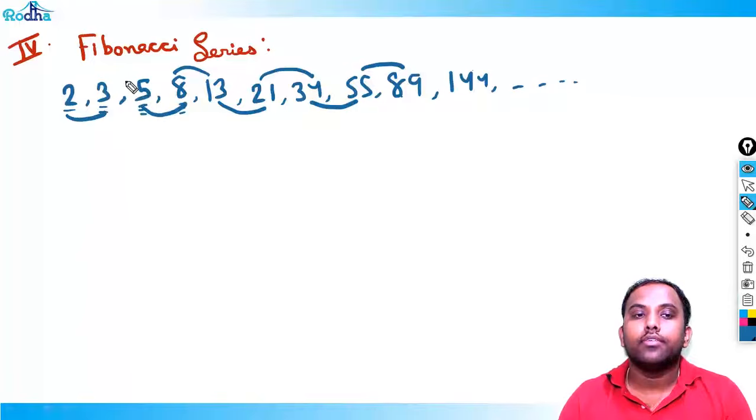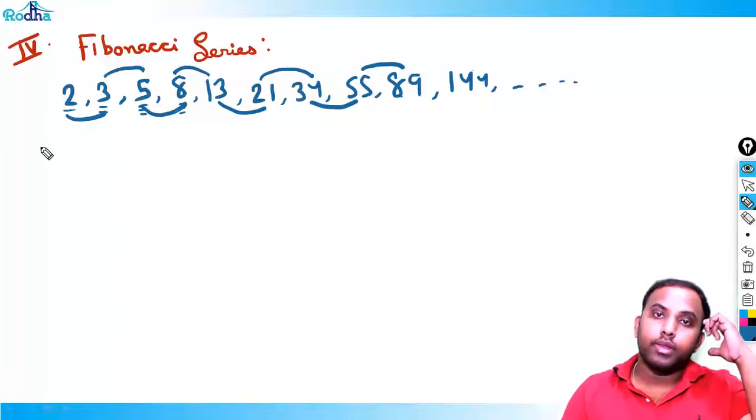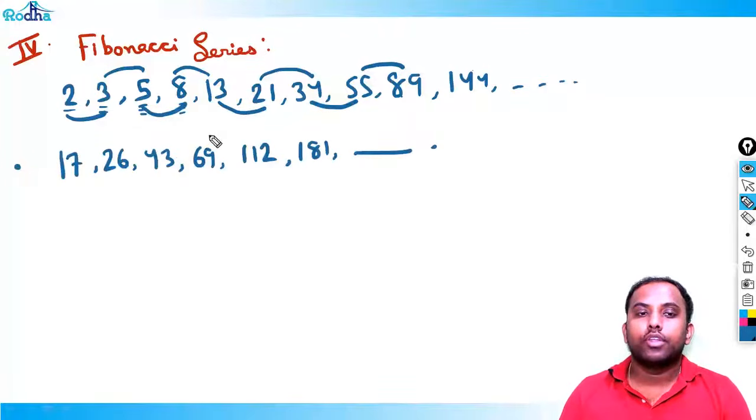How do you get this 8 with 3 and 5? Right? So the summation of every previous 2 terms is called the Fibonacci series, right? Sometimes questions are asked on this, so you should be able to solve it very easily. Suppose the question is, you see this kind of series here, right?